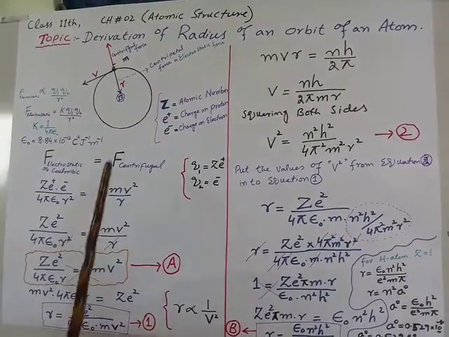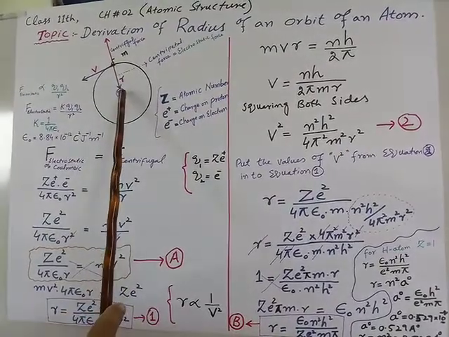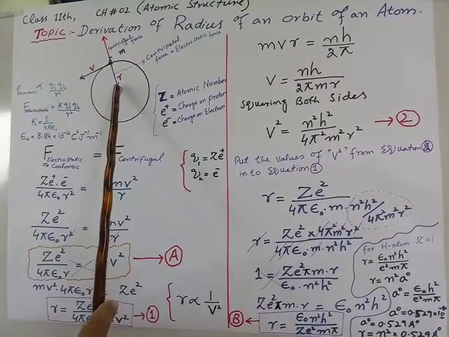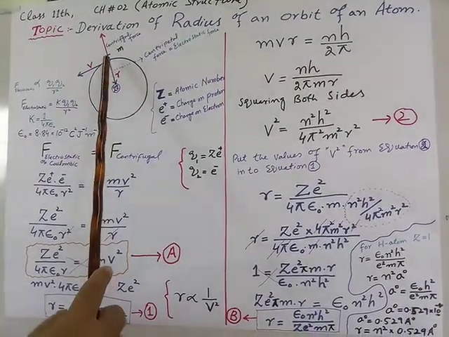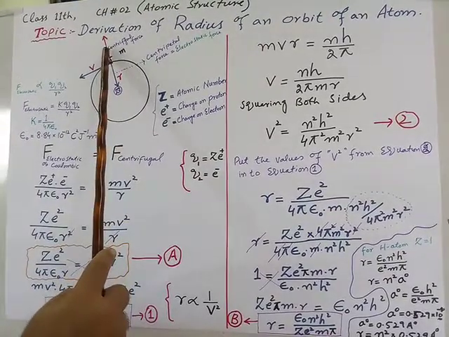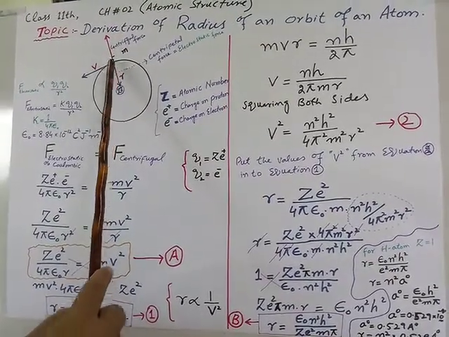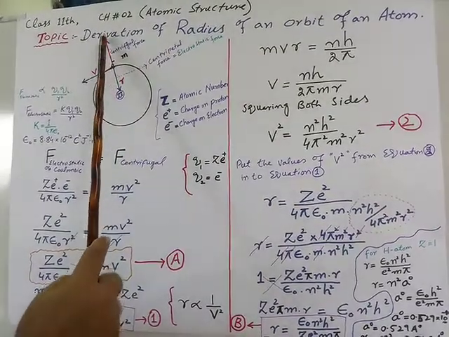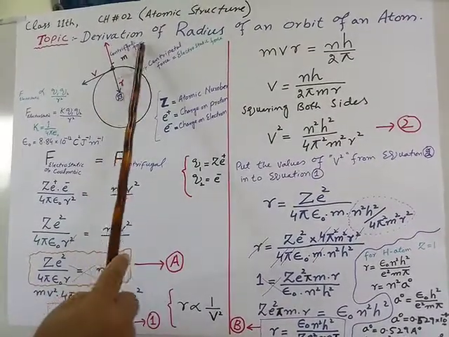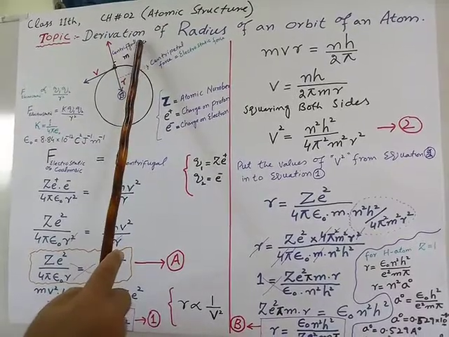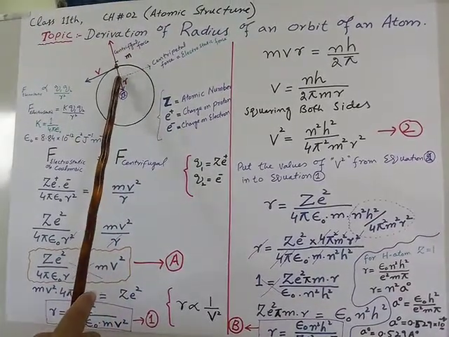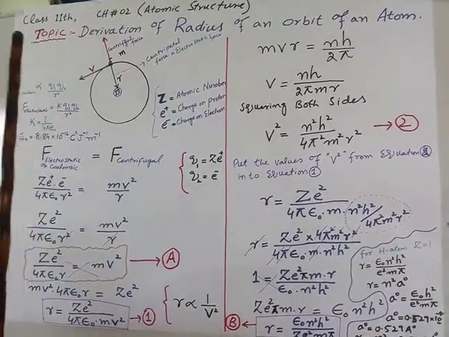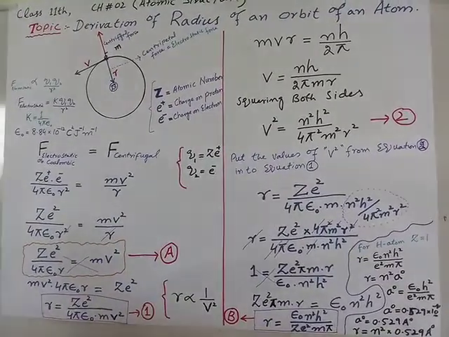If this is the centripetal force, there must also be a force which is opposite in direction but equal in magnitude to the centripetal force, which is called the centrifugal force. This red arrow indicates the centrifugal force. This centrifugal force is equal to the centripetal force in magnitude, but their directions are opposite.